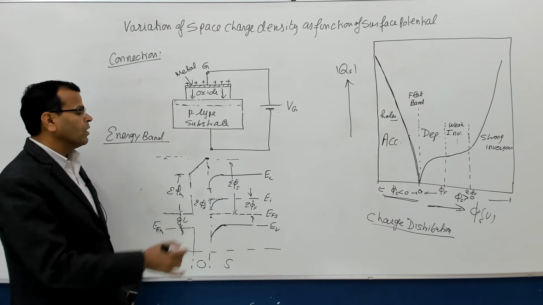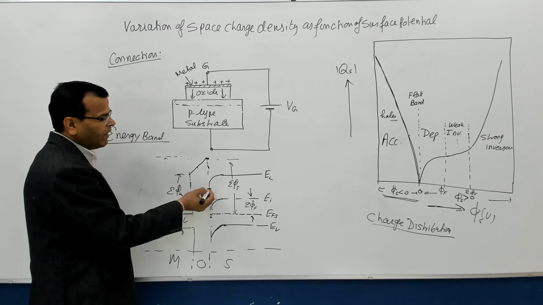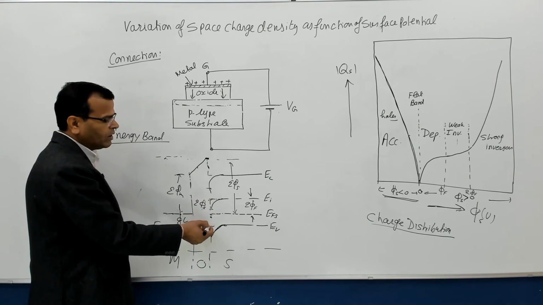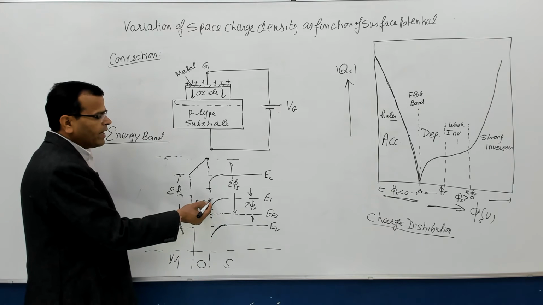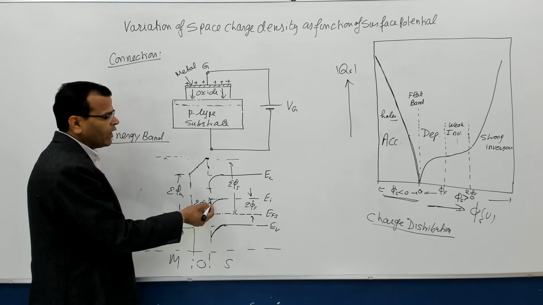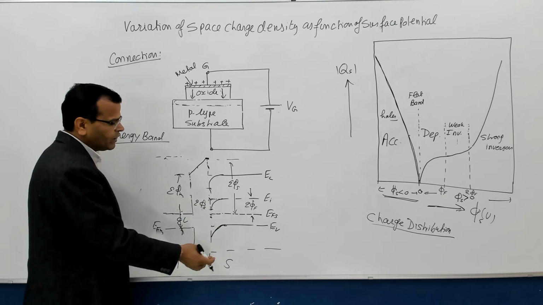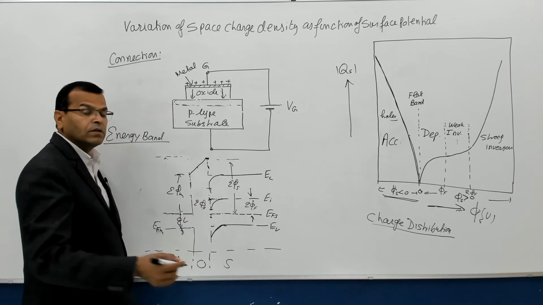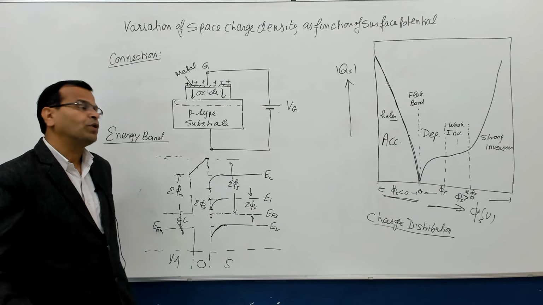I repeat, the bending of the energy levels, maybe this, maybe this, all these will be bending equally. The bending of the energy level, that is, the Fermi level, conduction band or valence band at the interface between oxide and semiconductor, is known as the surface potential.